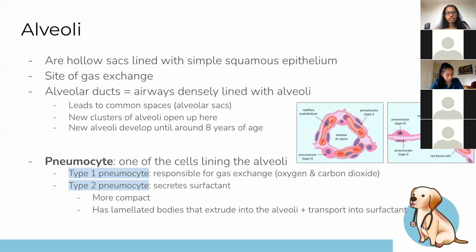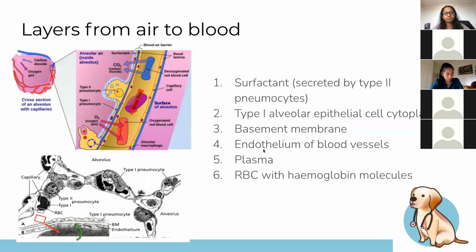Your type 2 pneumocytes will secrete a chemical called surfactant. What surfactant's purpose is will be covered more in physiology. But yeah, it's more compact and different in that way. So you can see this type 2 pneumocyte is more circular and round, versus your type 1, which is this huge thing over here with these long cytoplasmic extensions.